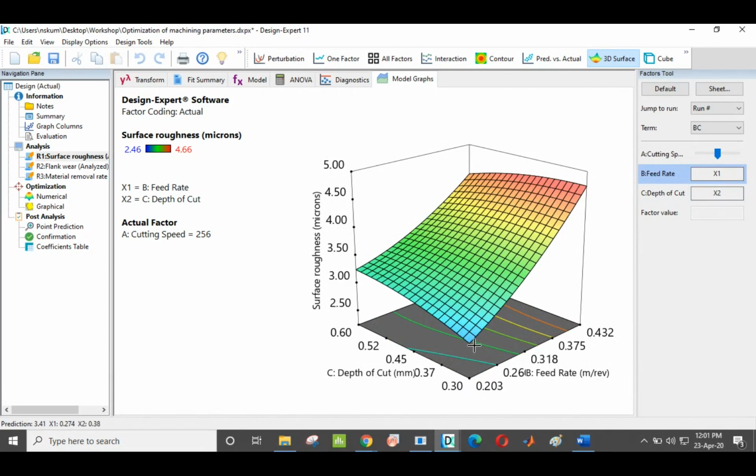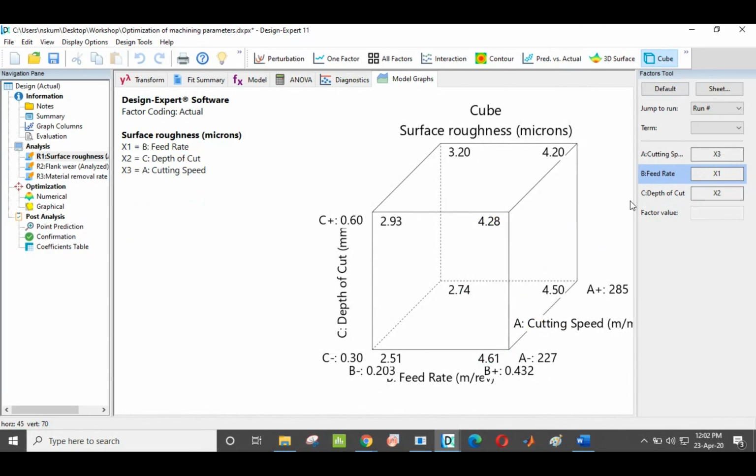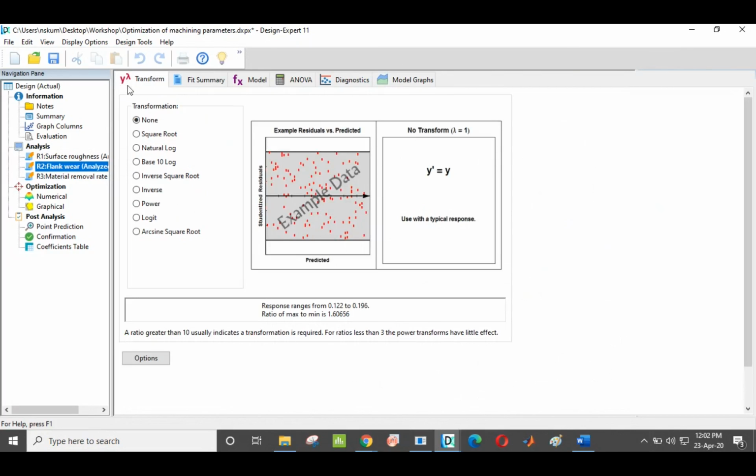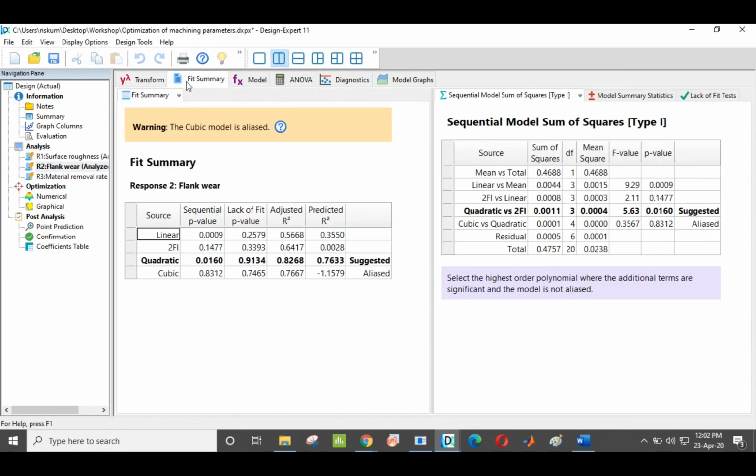So here also you can see a curve, a non-linear curve. This is not a linear one. This is a non-linear curve. Similarly, now I am going with the flank wear. Flank wear, transformation, fit summary.